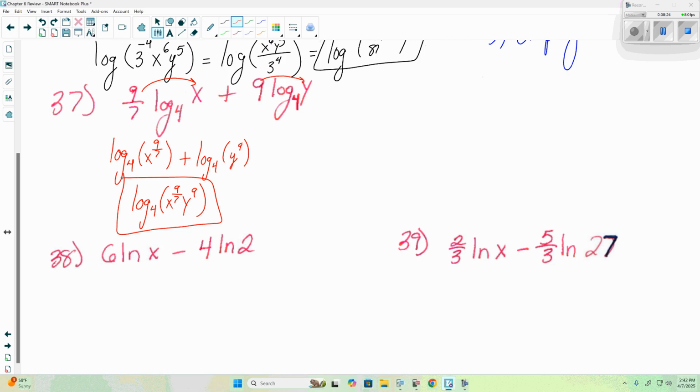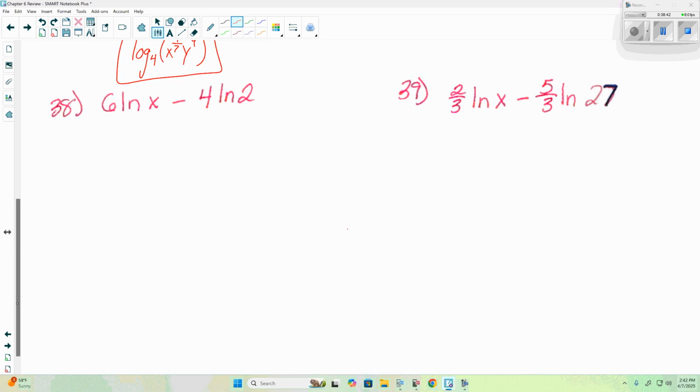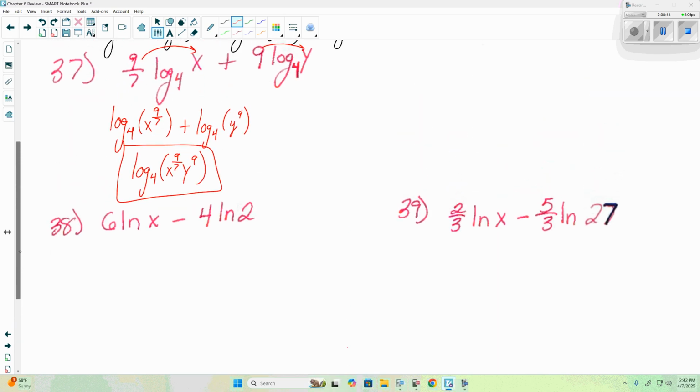Both exponents are positive, yes? Even though it's x to the 9/7, that's a variable, not a number. That's as simplified as it gets. Questions on 37 before we look at 38? We go with 37.